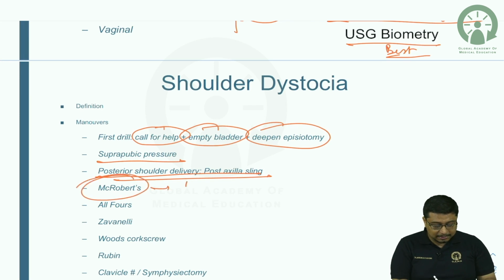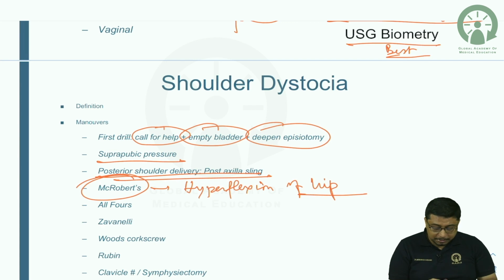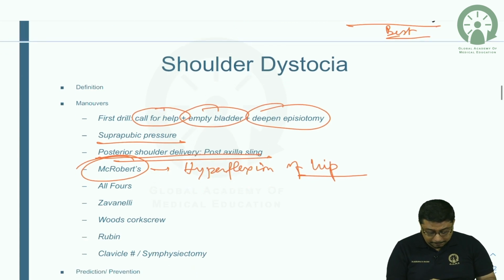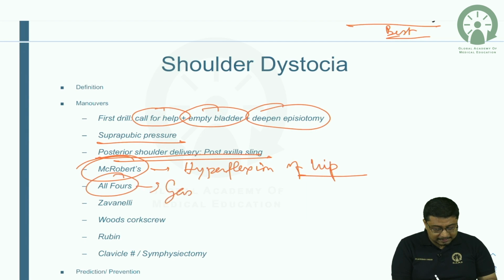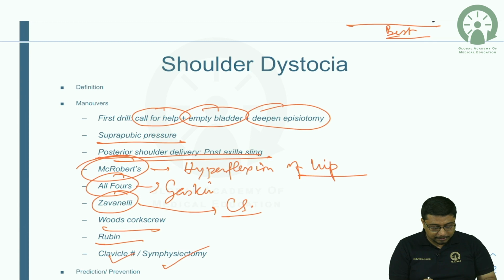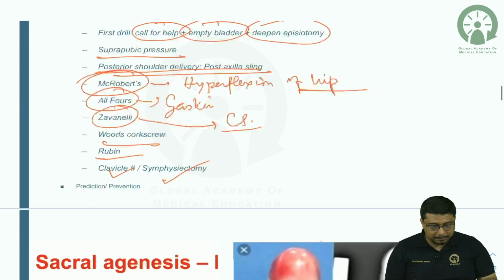McRoberts maneuver is hyperflexion of the hip, and putting her on all fours, that is Gaskin maneuver. Zavanelli is pushing the baby inside and doing the cesarean. Wood's corkscrew maneuver, Rubin's corkscrew maneuver, clavicle fracture, and symphysiotomy are all the methods.